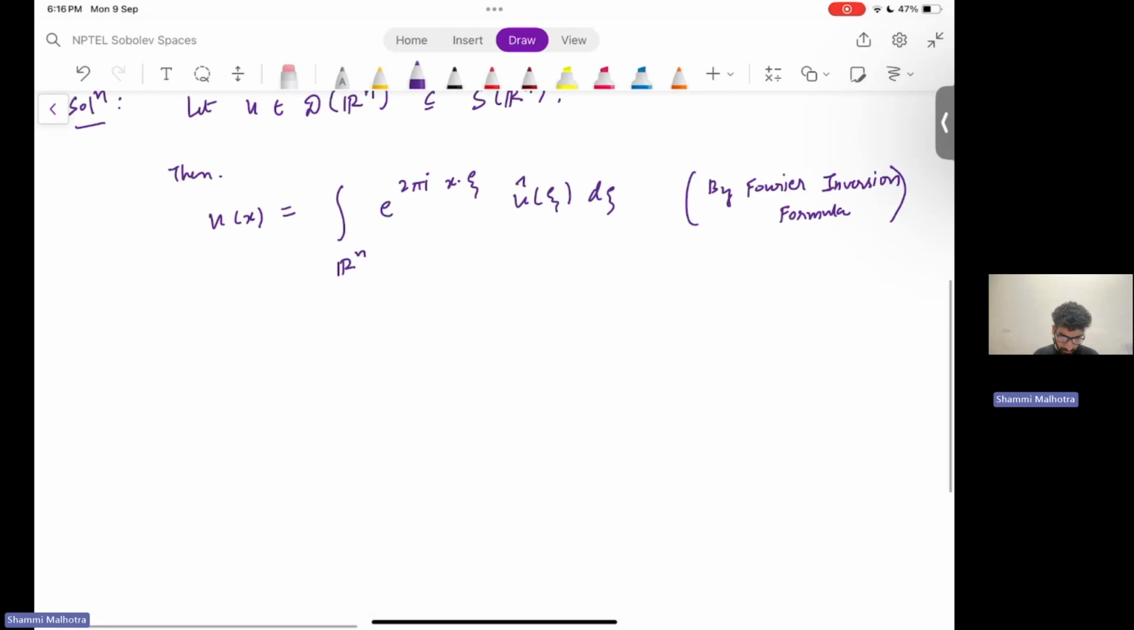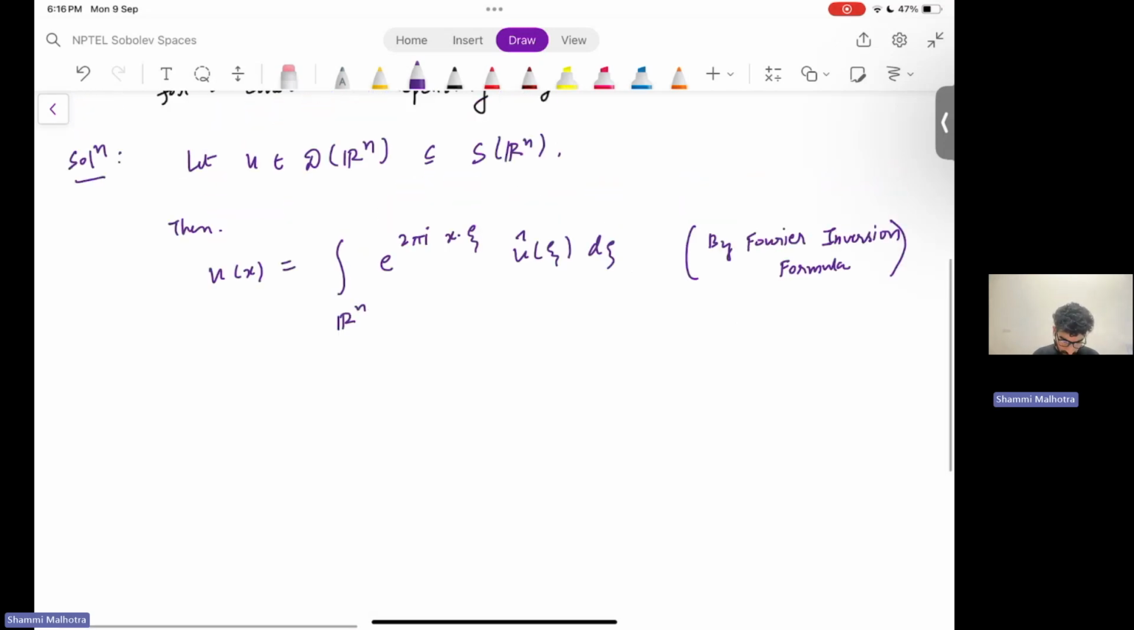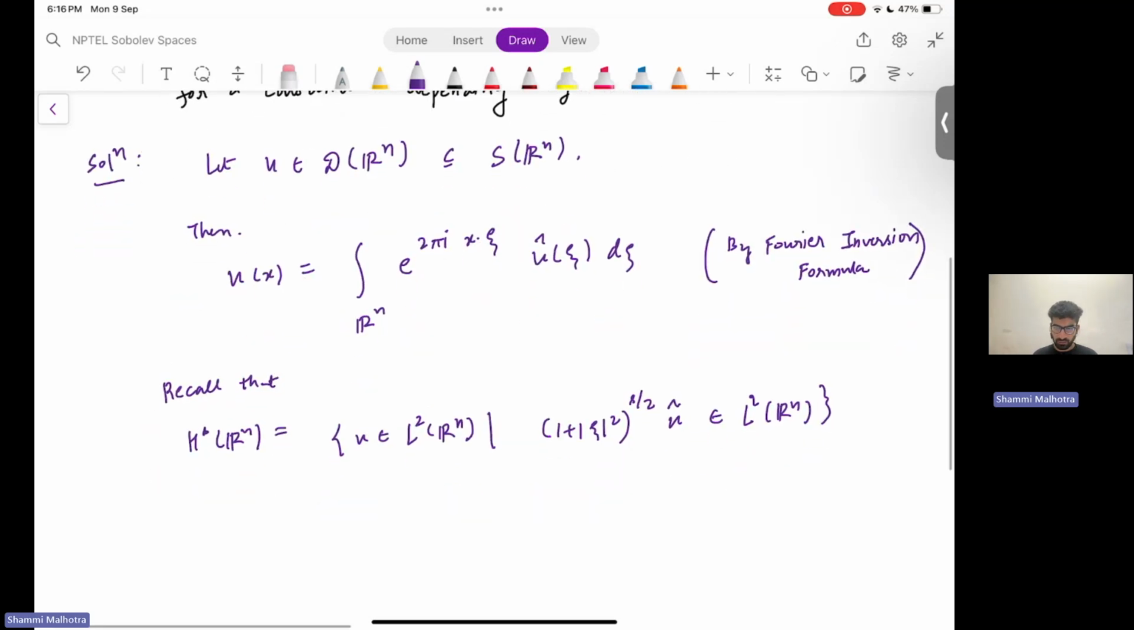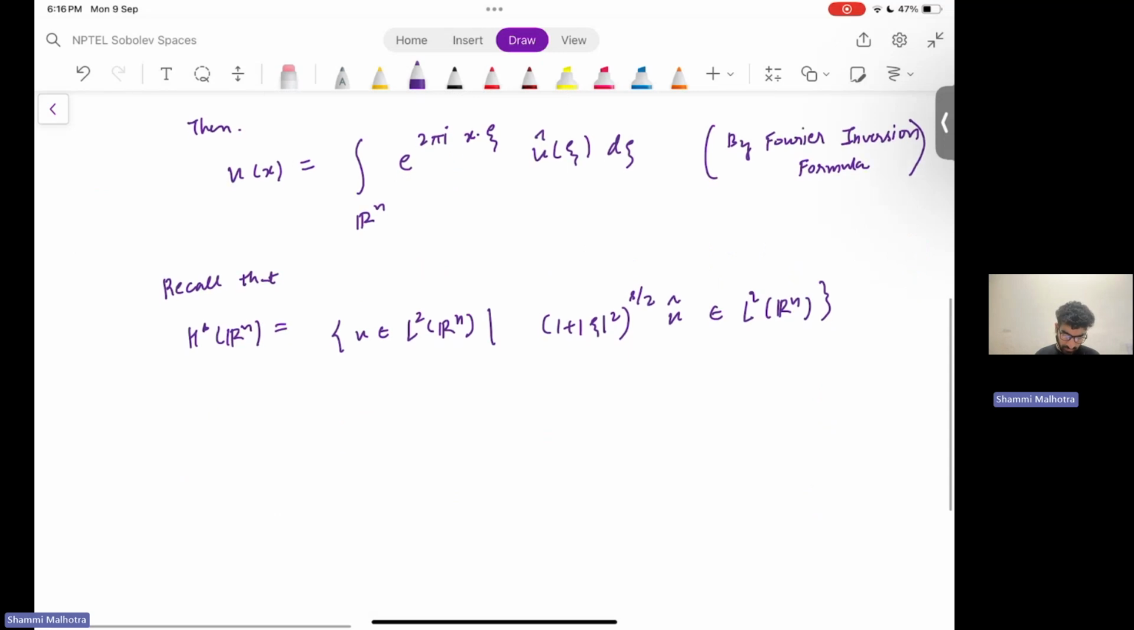We also recall that HS of Rn is defined as all those u in L2 of Rn such that (1 plus mod xi squared) to the power s by 2 times u hat belongs to L2 of Rn. So this is our characterization of the Sobolev functions with the help of the Fourier transformation. We will use this characterization.